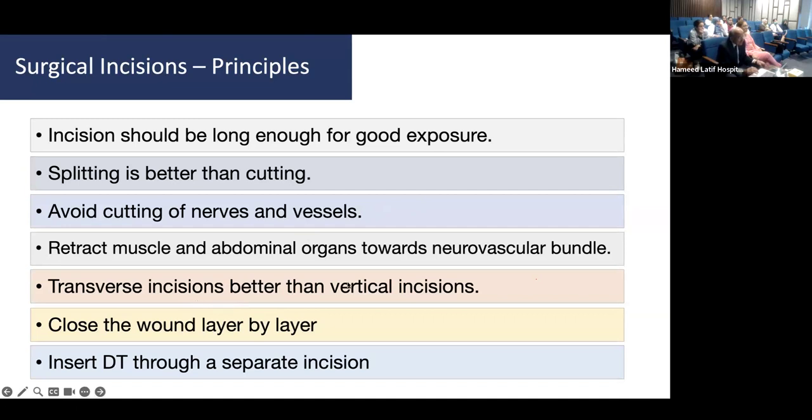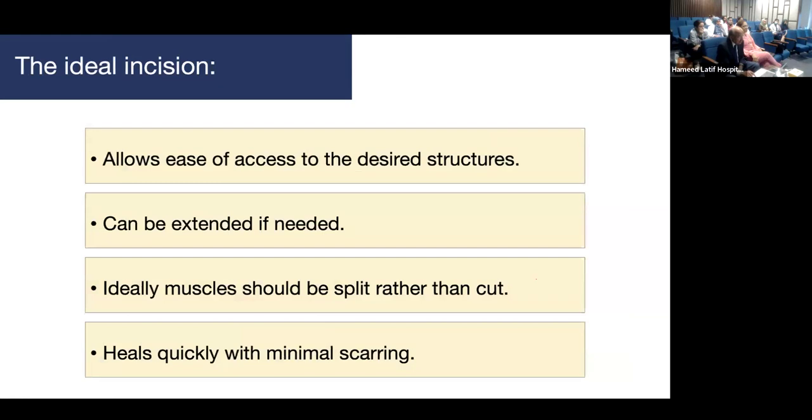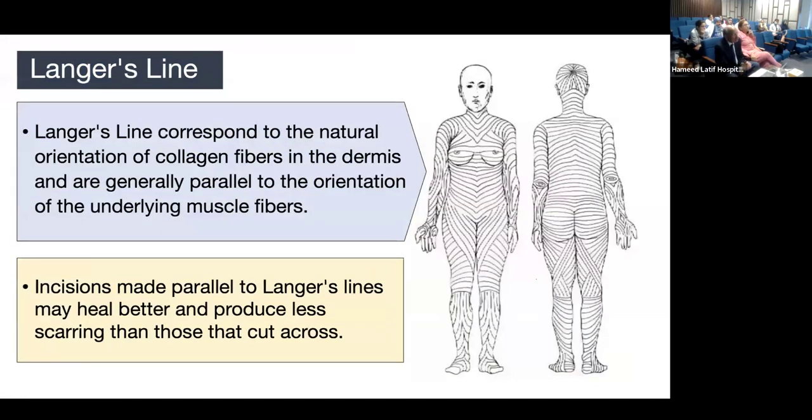And transverse incisions are better than vertical. Close the wound layer by layer. And if a drain has to be passed in, it should be passed in through a separate incision. An ideal incision would allow ease of access to the desired structure, and would be able to be extended if there is need for that. And again, it is repeated that muscle should be split rather than cut. And then that incision should also have the capacity to heal with minimum scarring.